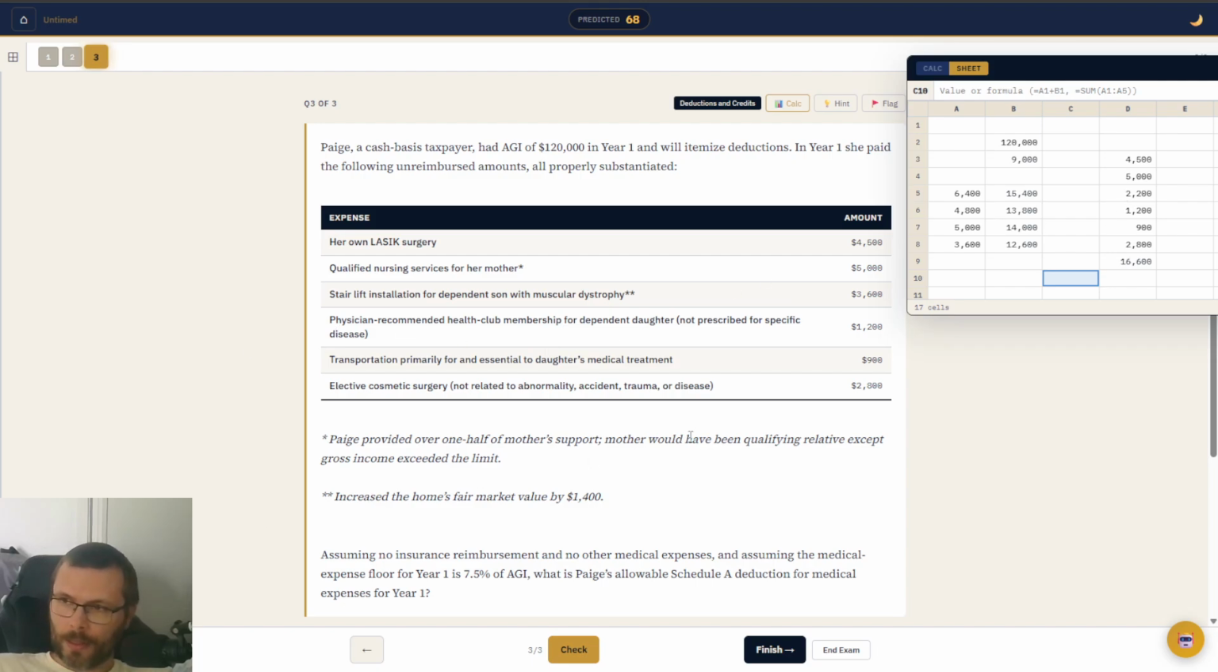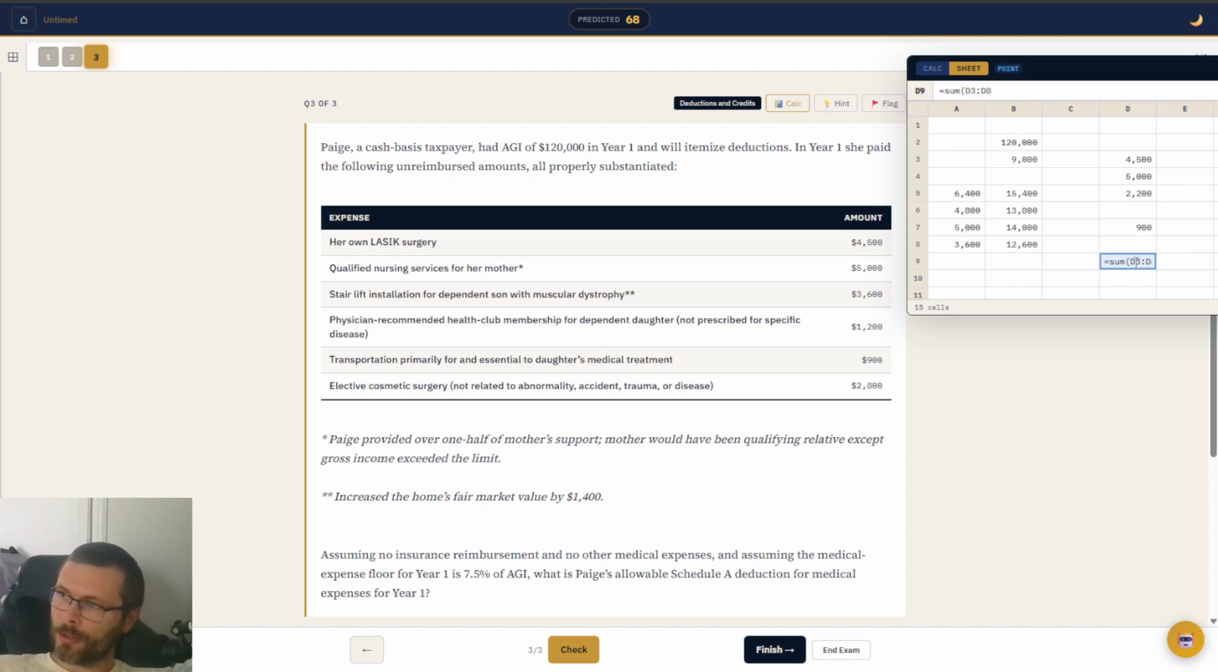The next one, the health club membership of 1,200. Now, general health, unless it's prescribed for a disease, and this one specifically says it's not, then it cannot be included. So get rid of 1,200. Transportation primarily for and essential to the daughter's medical treatment. That's allowable. Keep that one in. And the last one, 2,800 for elective cosmetic surgery. Elective. That's not related to abnormality, accident, trauma, or disease. It's kind of giving you a hint here with the word elective and that it's not related to things it should be related to.